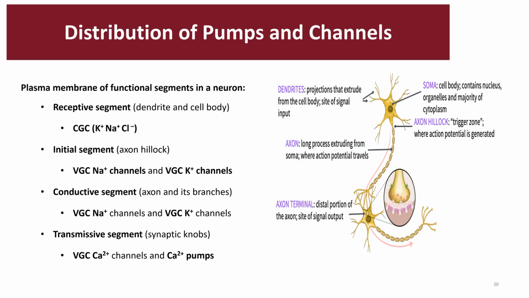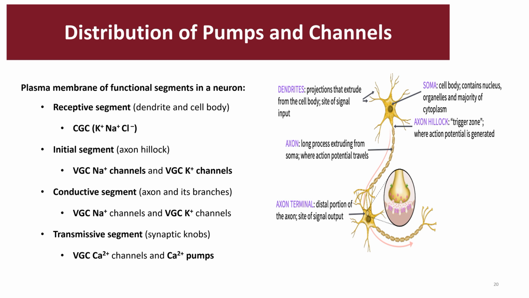The distribution of pumps and channels throughout the neuron. Some pumps and channels are located throughout the entire plasma membrane of a neuron, whereas some others are predominantly located in a segment of the neuron's plasma membrane. On the right-hand side, you can see there's a cell body, and then we have the receptive segment, which is the processes of dendrites. We have the initial segment, which is towards the axon hillock, and then we have the axon trunk, which is the conductive segment. At the very bottom, we also have the transmissive segment that's not shown here, but that will be located at the axon terminals, where the neurotransmitters are released.